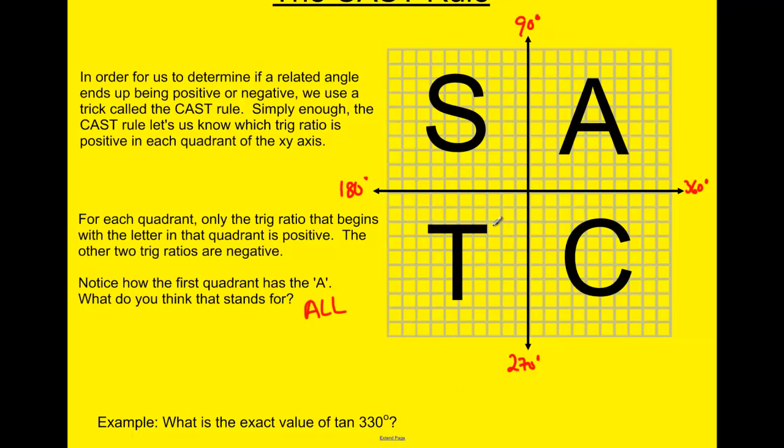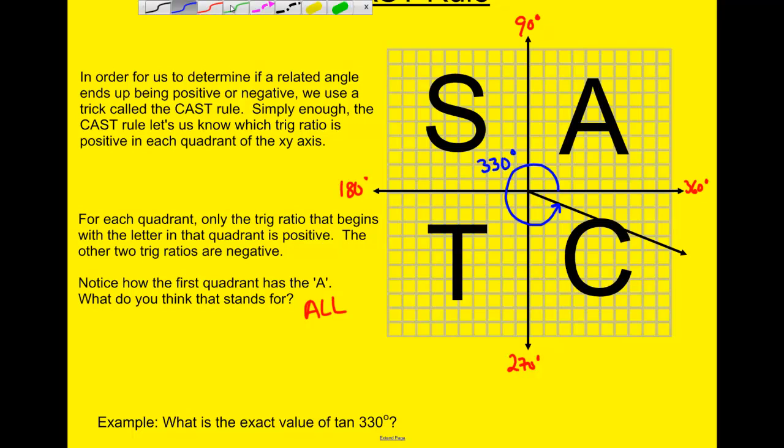First of all, I'll use this grid up here to help me out. Let's assume that I have an initial arm right on the positive side of the x-axis, just like before. And my terminal arm needs to make an angle of 330 degrees. So I would go all the way to 90, to 180, to 270, and 330 would be in my fourth quadrant. My 330 degree angle would start from here and come all the way around to here. That's my angle in standard position.